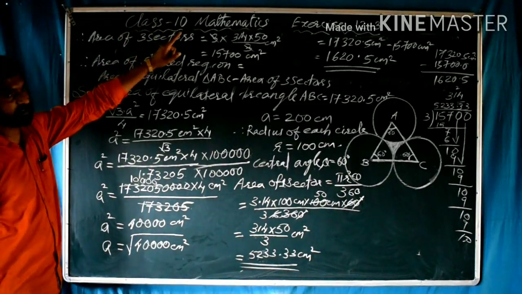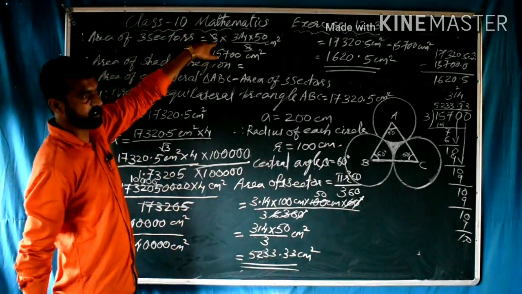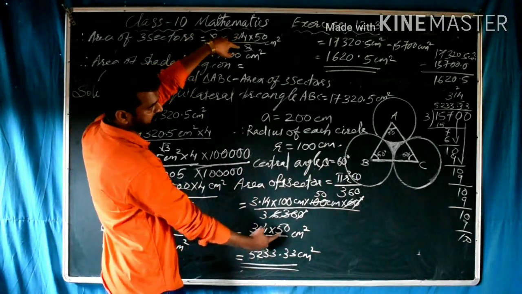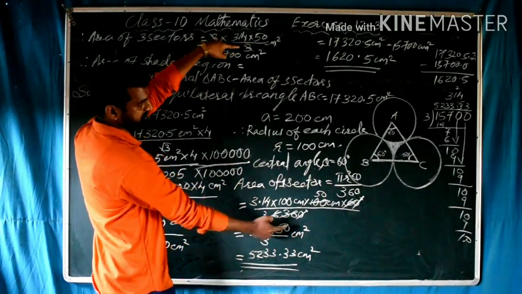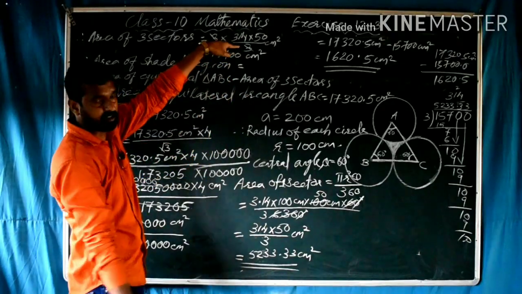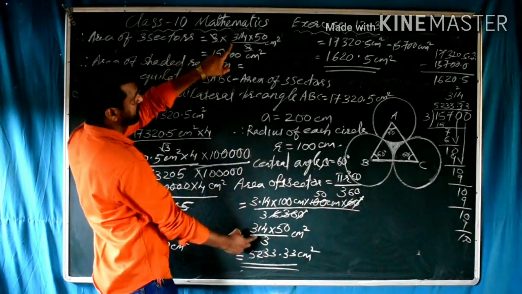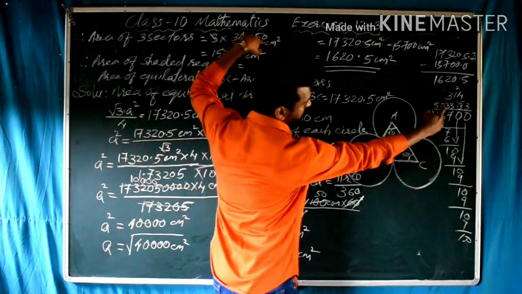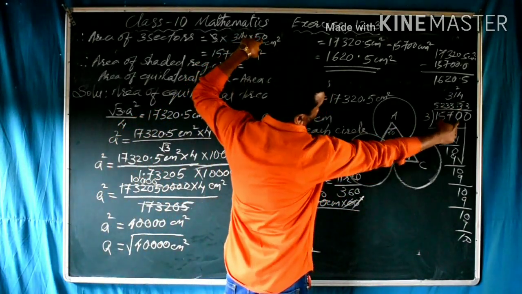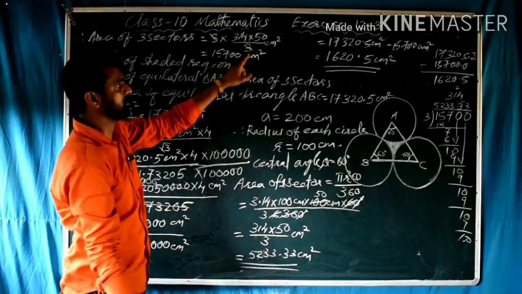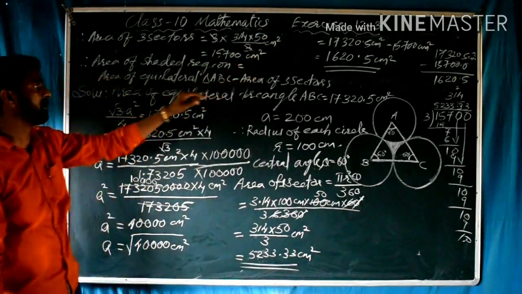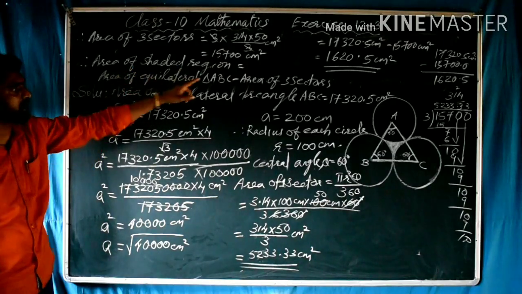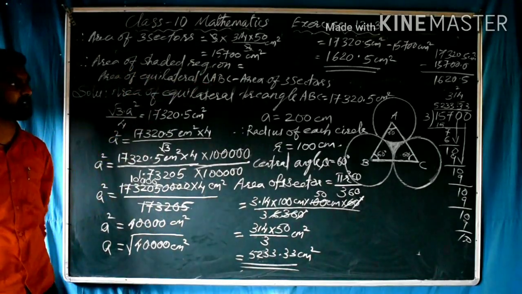Now we got the area of one sector. After that you have to find the area of three sectors, that is 3 into area of one sector, 314 into 50 divided by 3 centimeter square, that we can substitute. It is easy to calculate, that is why I substituted this value, because here the 3 we can cancel. 314 into 50 we multiplied here, that is 15,700 centimeter square.